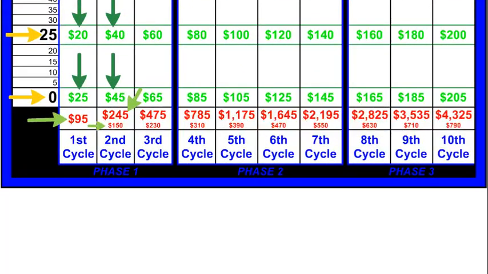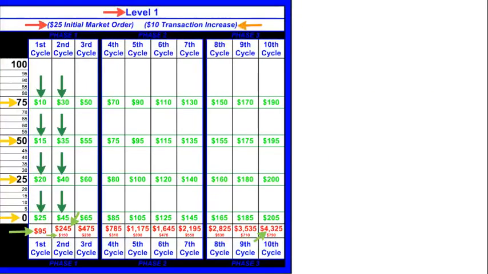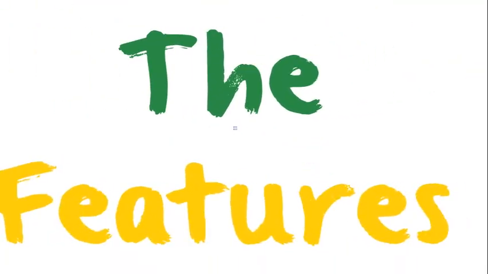So if you complete this whole cycle, it'll be a total investment of $4,325. So for example, let's say you go over the 10 cycle, that's where this number comes in. So this is a $10 transaction increase. You look at the last number, 205, and you just add $10 to it to get to the 11th cycle. So that'd be 215, 225, 235, 245, 12th cycle, 255, 265, 275, and 285. And that concludes the features.